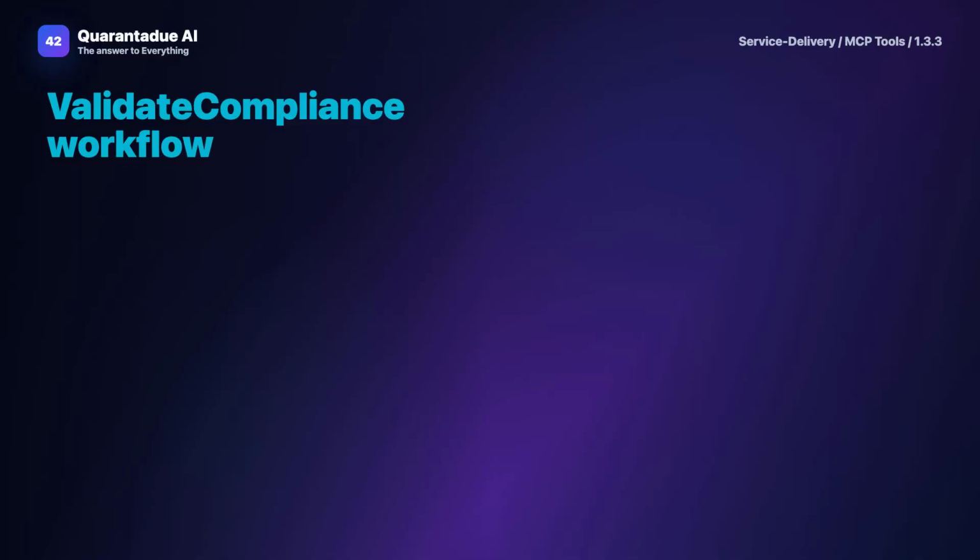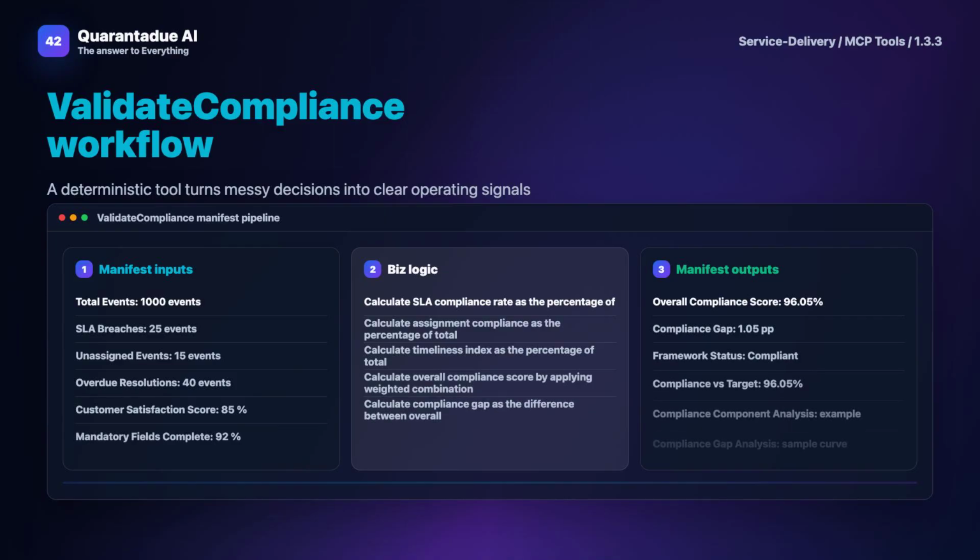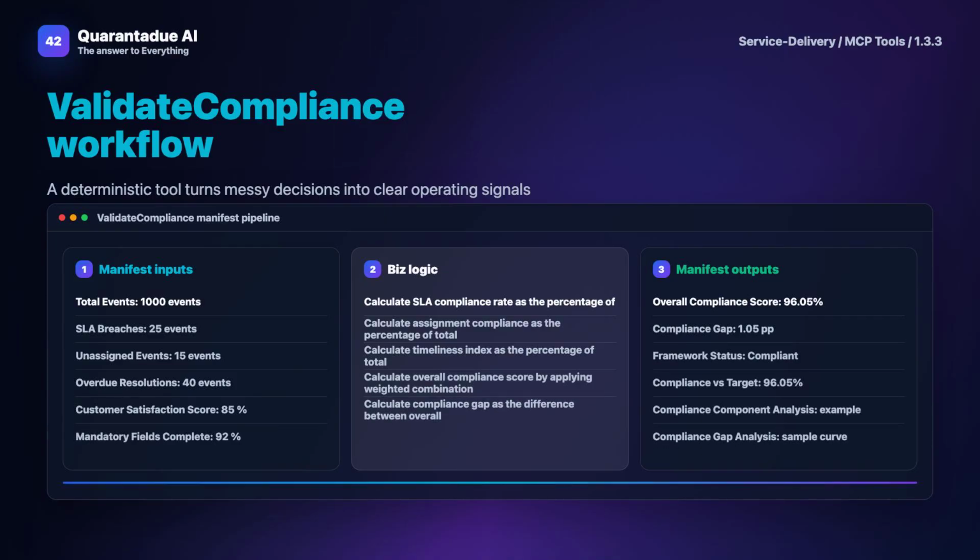The workflow then applies calculate SLA compliance rate as the percentage of total events that did not violate SLA targets. Calculate assignment compliance as the percentage of total events that were properly assigned to an owner or resolver. Calculate timeliness index as the percentage of total events resolved within their target resolution timeframes.